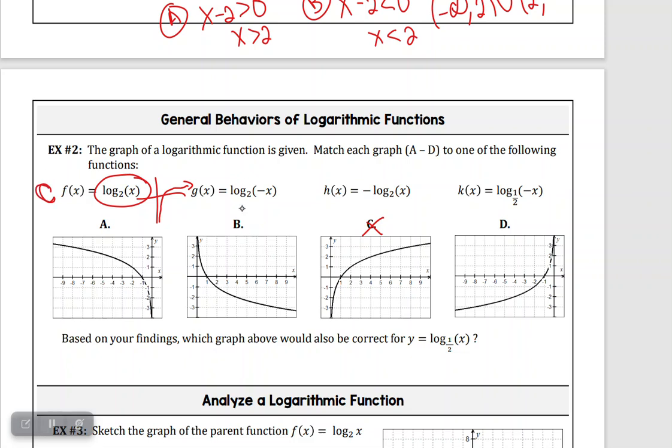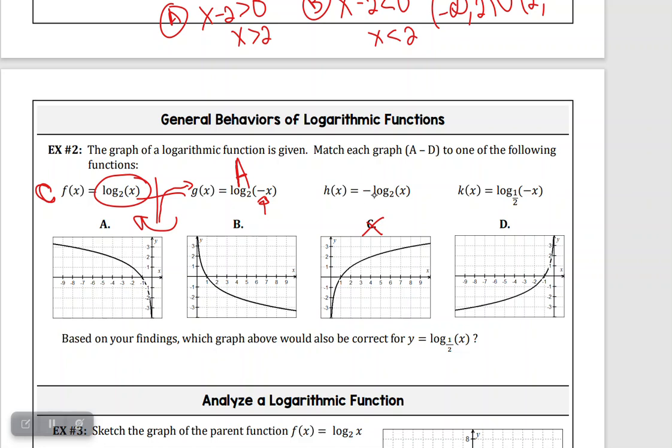Now, when we look at g, we see a negative x. Normally what we've talked about is the reflection happening at x, but what's really happening is it's reflecting over the y because the x values swing to the other side. So we want this graph to swing over to the other side of y. Think about what that would look like, and that letter is going to be A.